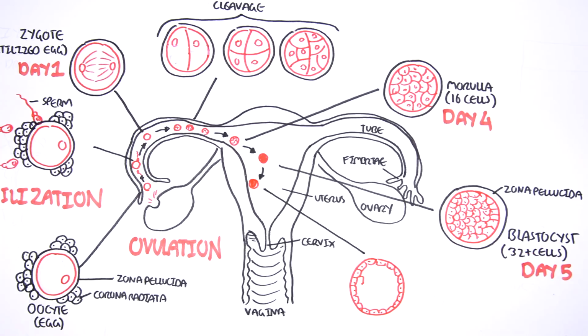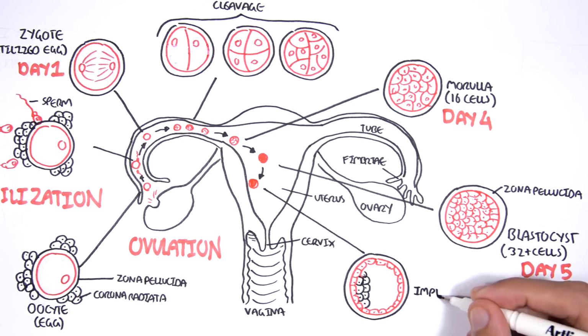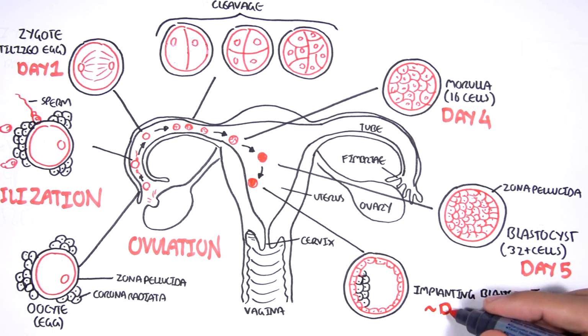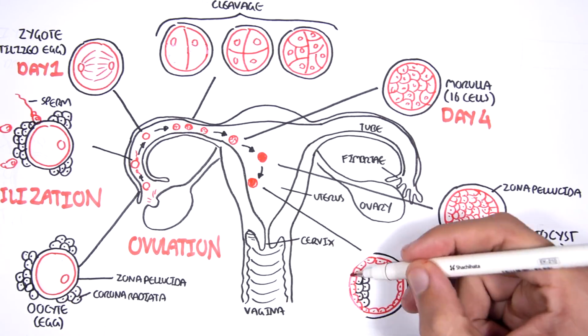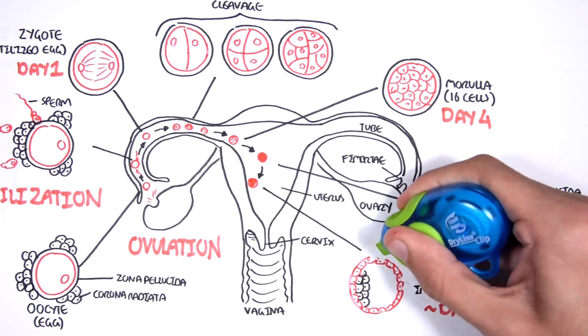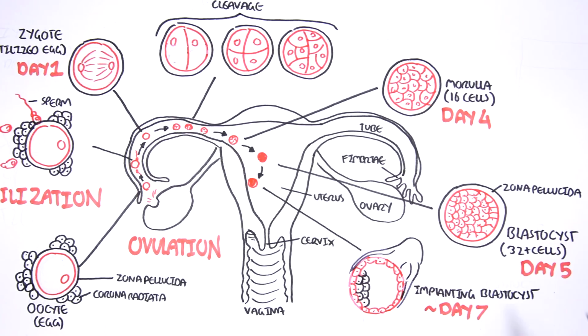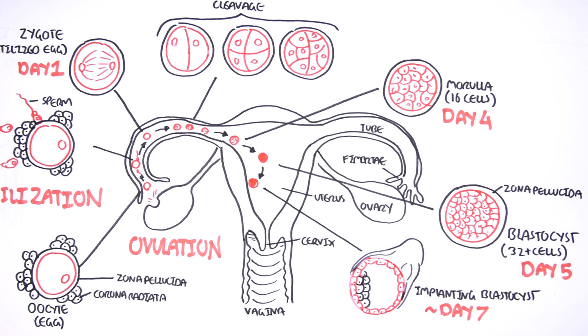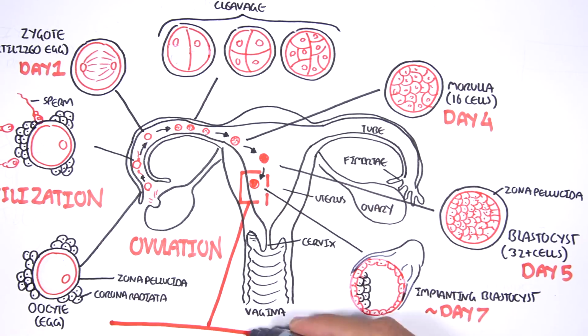The blastocyst I am drawing now is a cross-sectional view of the blastocyst. So we are cutting it in half and looking inside the blastocyst. So this blastocyst implants, and this is about day 7. Before the blastocyst implants, it will actually shed the zona pellucida, which, if you remember, was the membrane surrounding the oocyte initially.